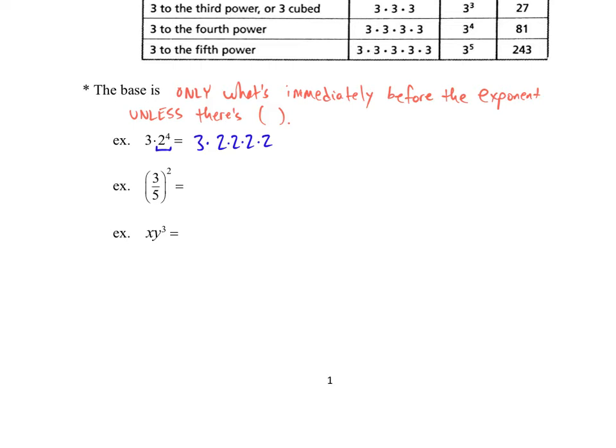Now, when we get parentheses, something like this next example, where I have 3/5 to the second power, now the 2 is going to apply to everything inside the parentheses. So this one here becomes 3 squared over 5 squared, which is the same then as 3 times 3 over 5 times 5. I suppose we might as well finish it off. That becomes 9 over 25.